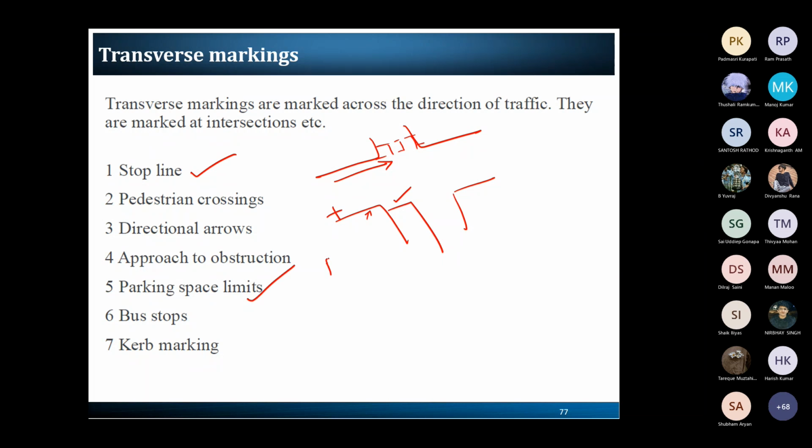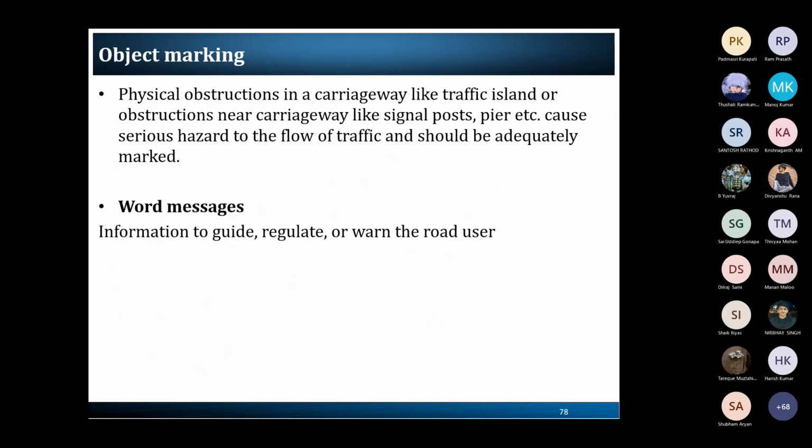Parking space limits, bay 1, bay 2, bus stops or bus bays from the road, curb marking. All these things we can mark on the road to give information to the drivers. Finally, object marking, where we can write STOP. This kind of marking we can see on the road itself, so that kind of word message can also be written on the road.